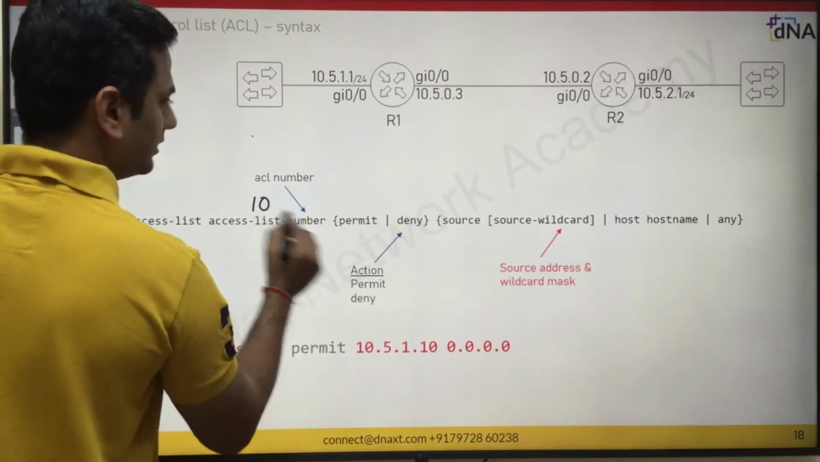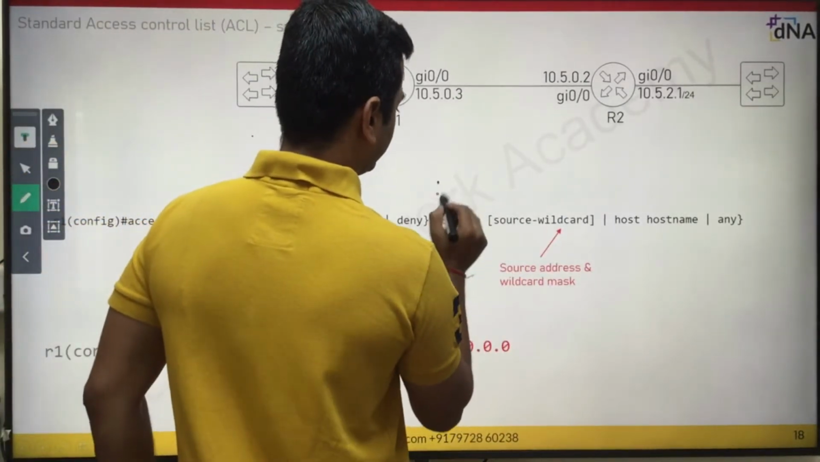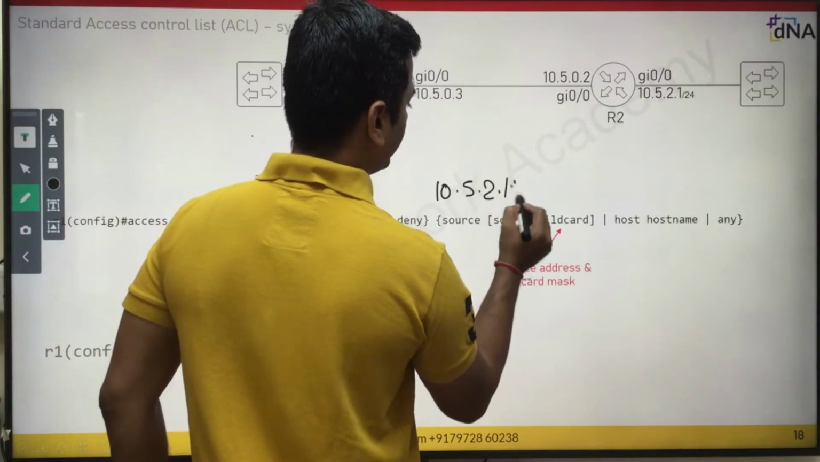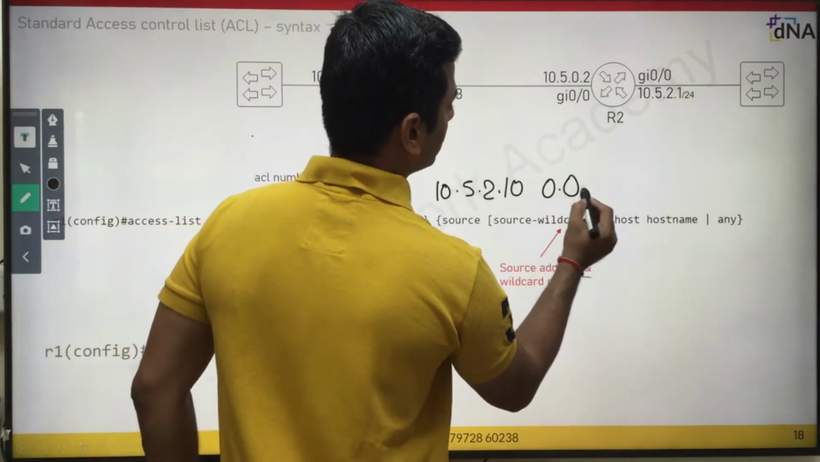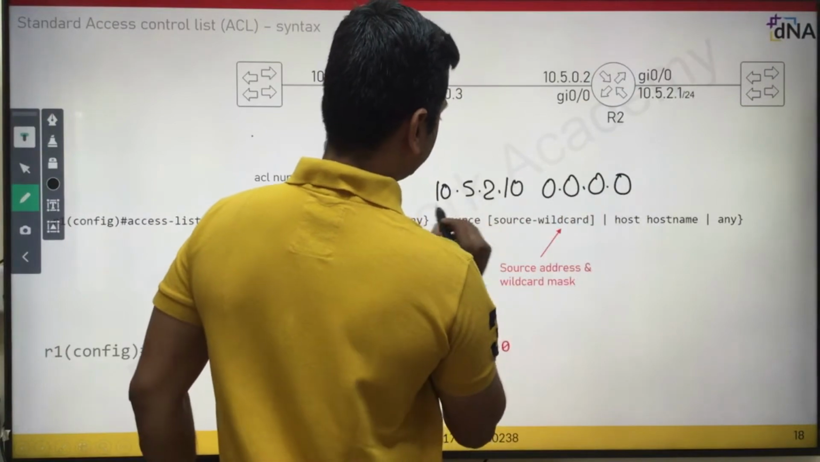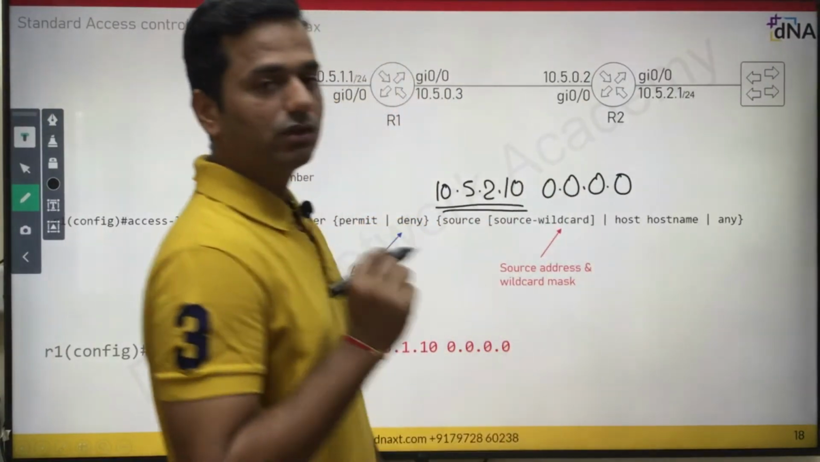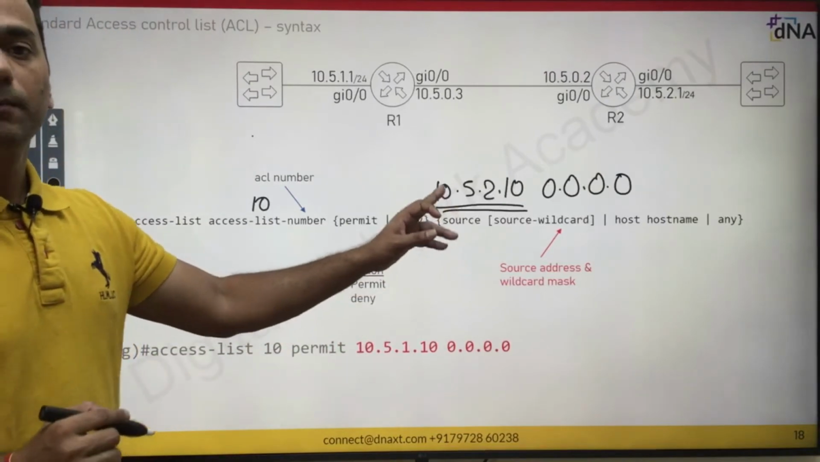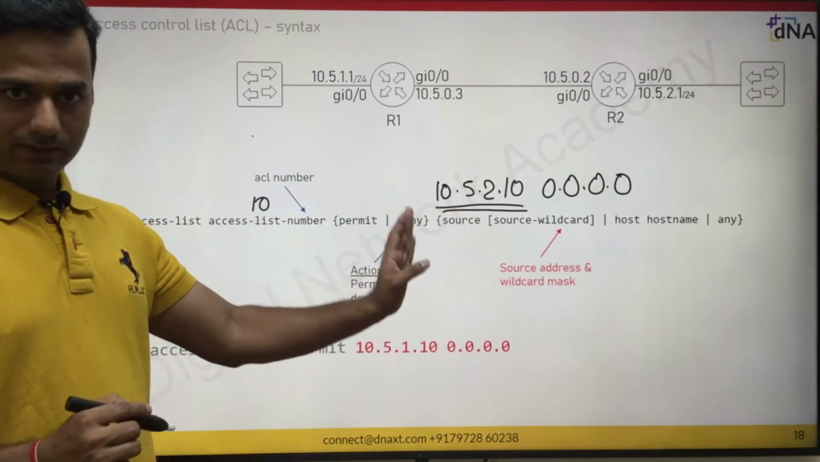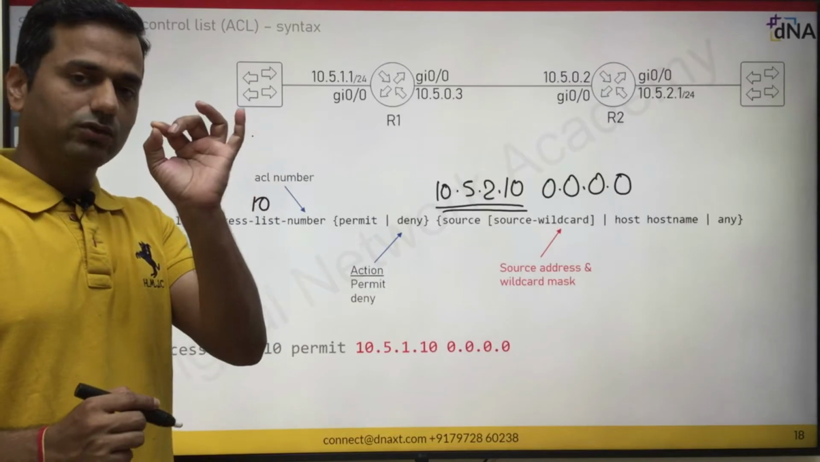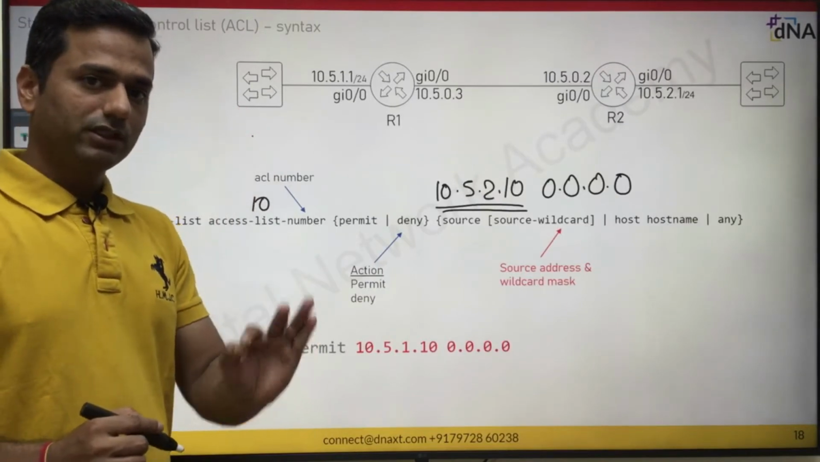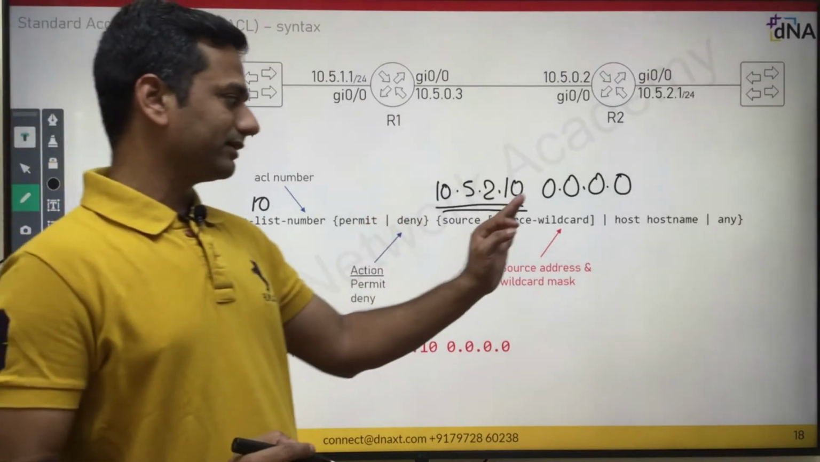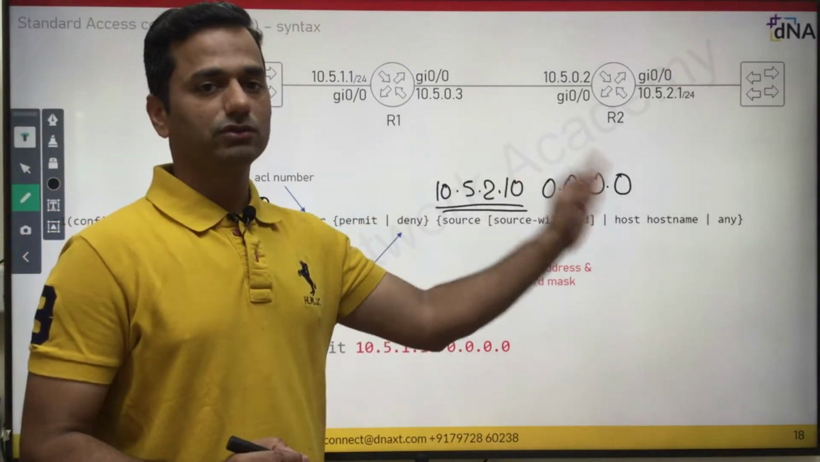ACL number 10, simple, source IP address 10.5.2.10 and wildcard mask 0.0.0.0, which means all the bits you have to match. Clear? All bits you have to match, right? If you want to match a single host, your wildcard mask will be 0.0.0.0. Why?